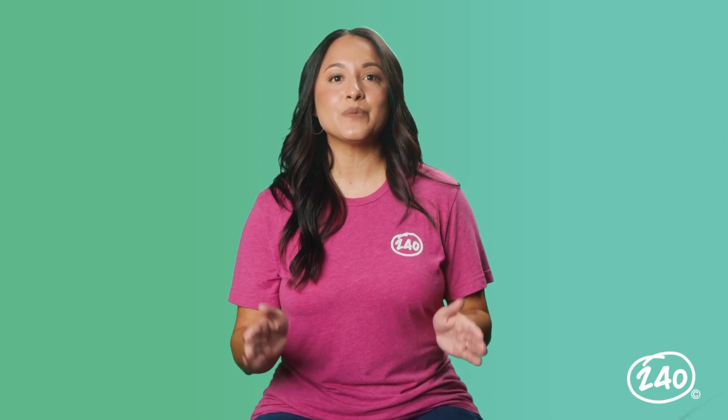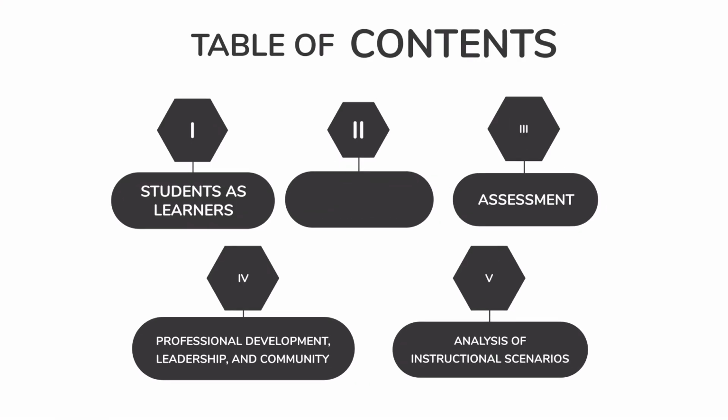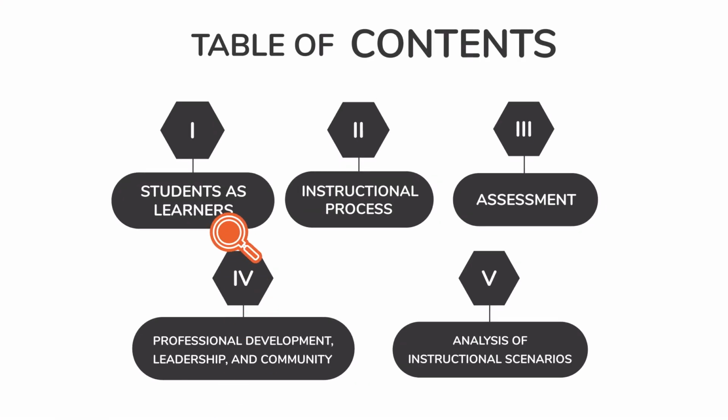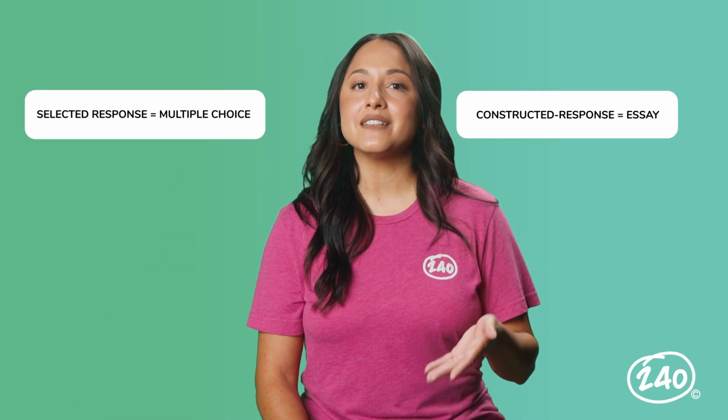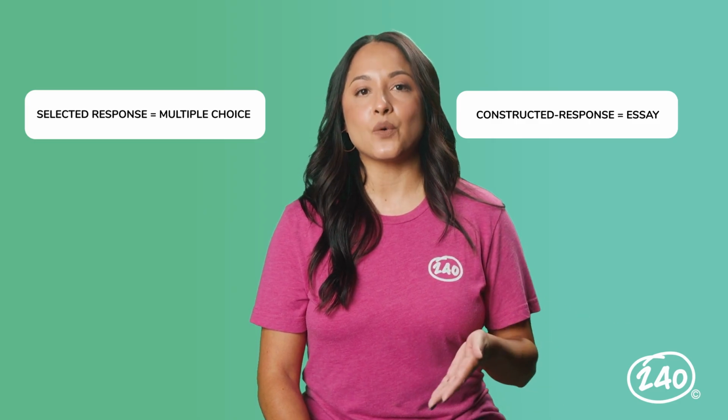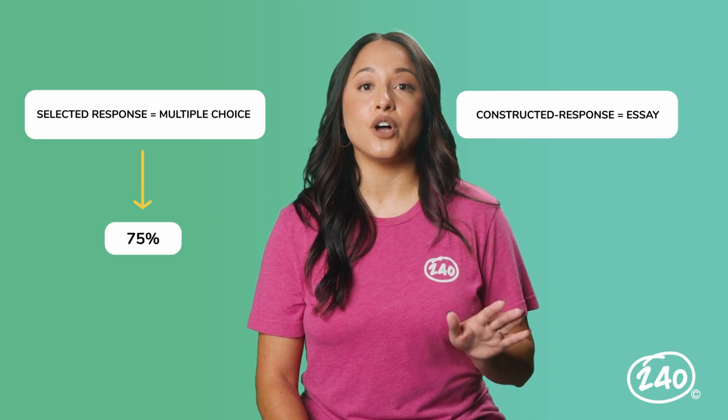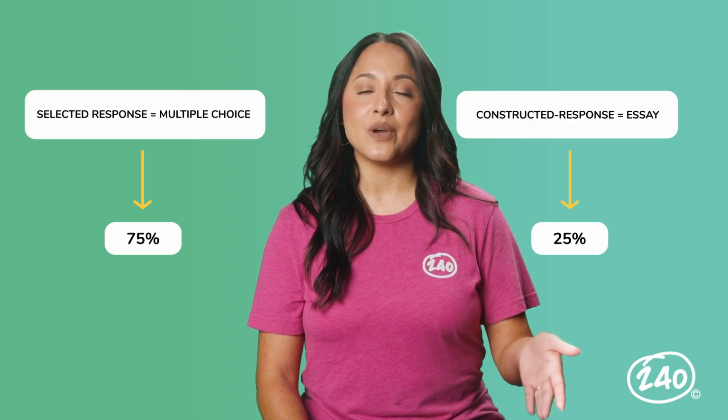Now, this Praxis Principles of Learning and Teaching exam consists of 5 content categories: students as learners, instructional process, assessment, professional development, leadership and community, and analysis of instructional scenarios. The questions for categories 1 through 4 are all selected response, and category 5 asks constructed response questions, which we can call CRQs for short. Selected response are multiple choice, and constructed response are like essays. The selected response questions are worth 75% of the overall score, and the CRQs are worth 25%.